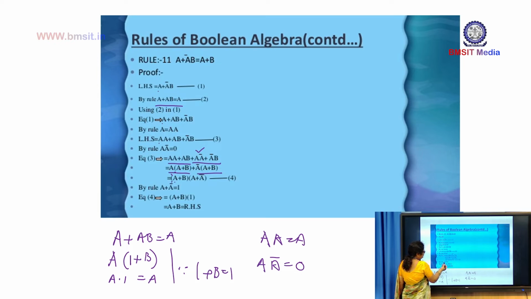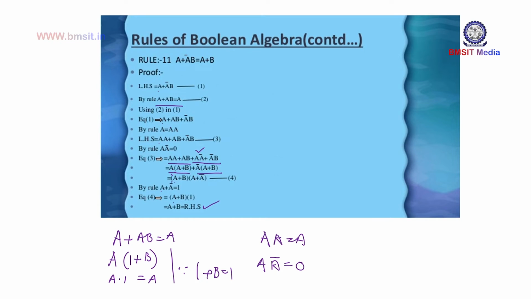Okay, so now a plus a bar is equal to 1. So I will replace this by 1. So the expression now becomes a plus b into 1, which is nothing but a plus b. Hence we have proved this particular identity, that is a plus a bar b is equal to a plus b.